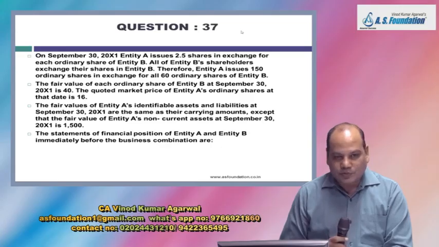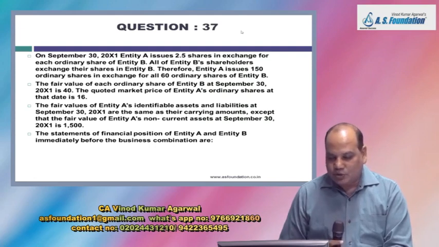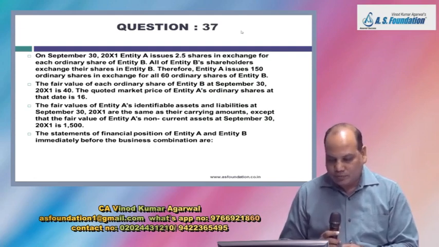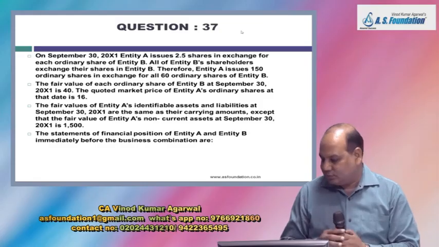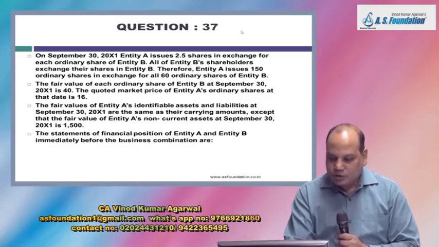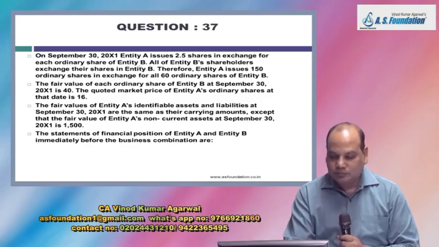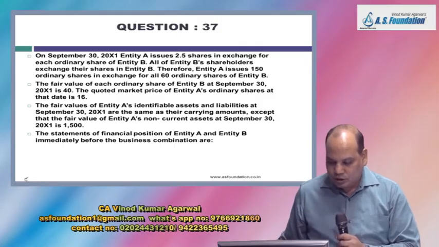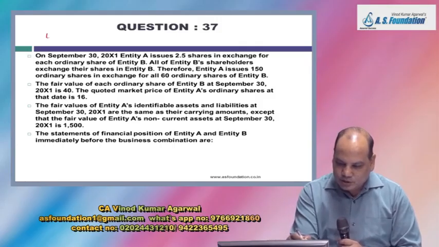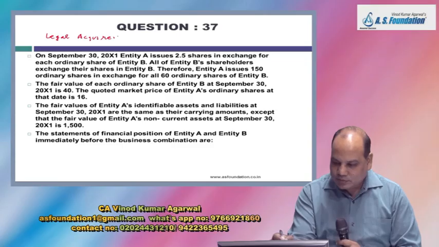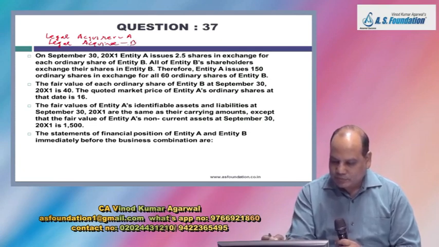This is a case of absorption. On 30th September 20x1, entity A issues 2.5 shares in exchange for each ordinary share of entity B. Who has issued to whom? A to B. So who is the legal acquirer? Pay attention, you will understand. This is one more chance to understand. Who is legal acquiree? B. Okay.